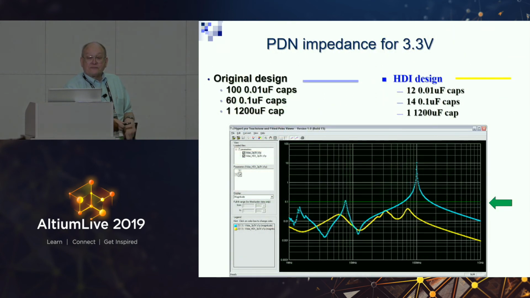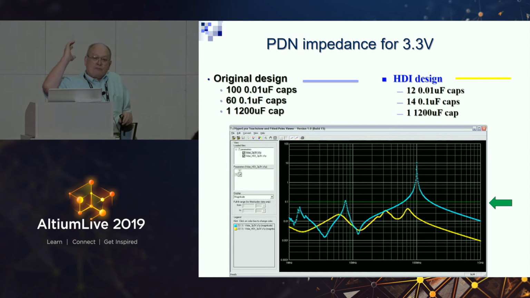So here's the power distribution network impedance. In this particular one, we have to have a power network less than 0.1 ohms. So our goal here is to have 0.1 ohm power impedance. And you can see the original design is in blue, and here's 0.1 ohms. The yellow design right there is the HDI. This is the 3.3 volt.